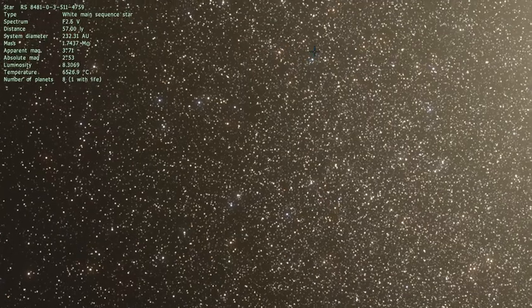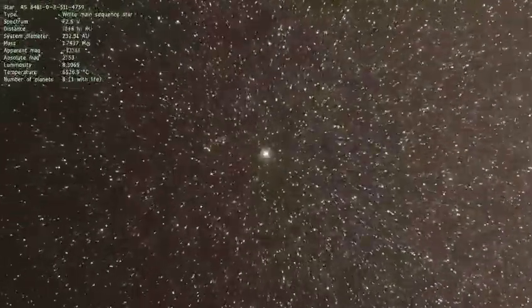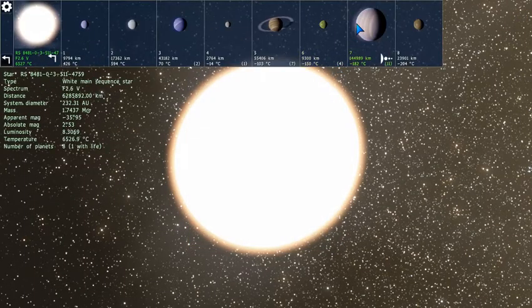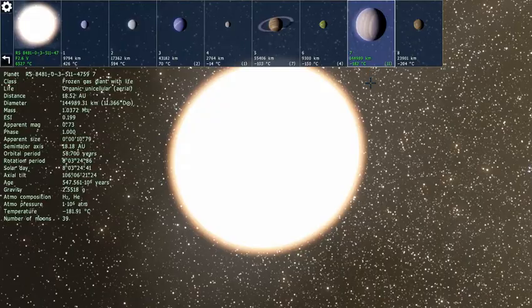Ah, there we go. Let's go here. Boom. Oh, no. Alright. Yeah, it's a gas giant.